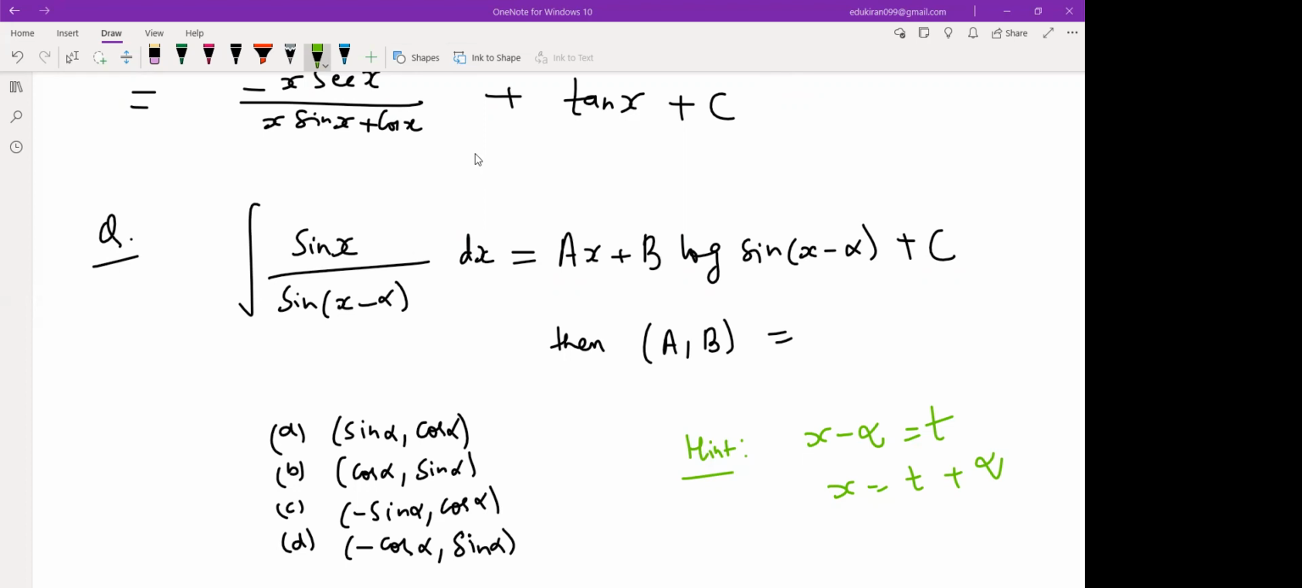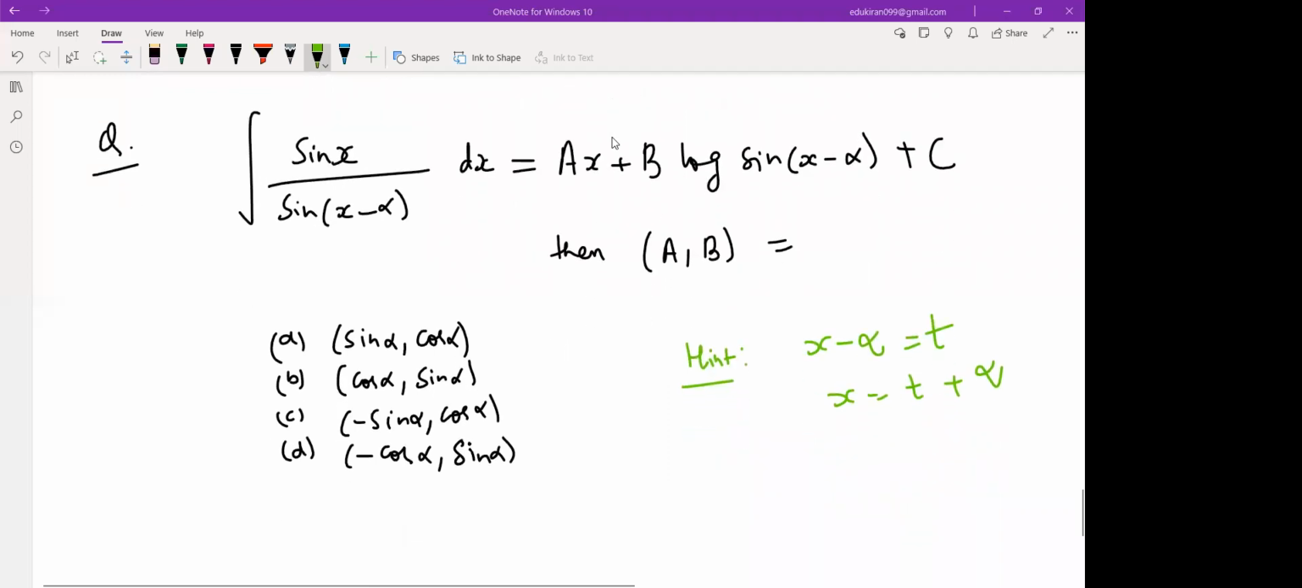Okay, someone has given the answer. So Marita is saying option D. Okay, Marita, option D is not correct actually. You might have done some calculation mistake maybe.